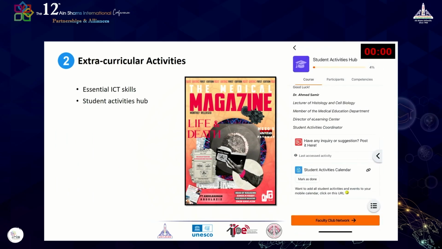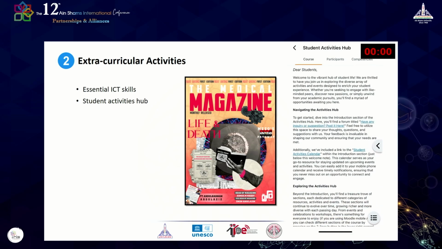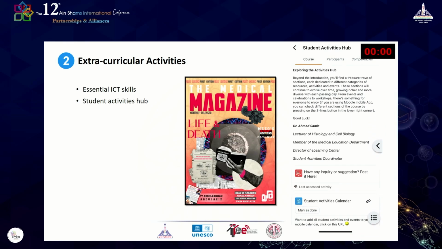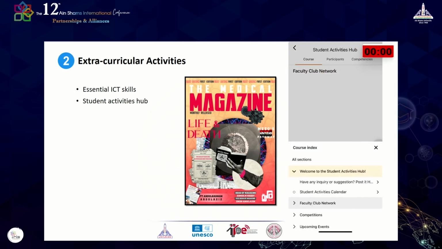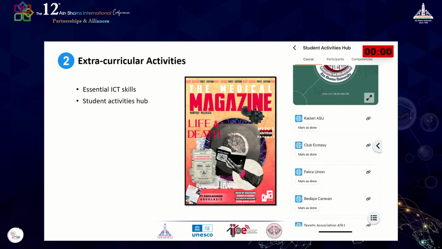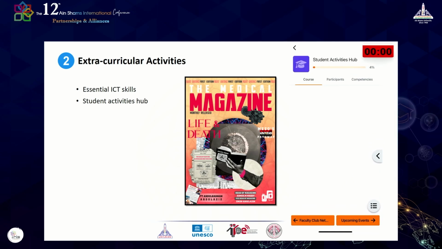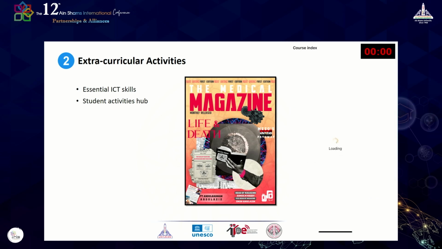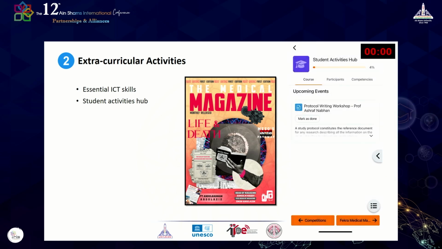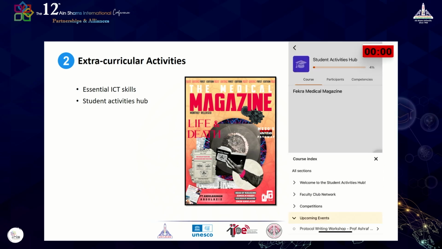Extracurricular activities. They are essential for our mental health as students, not just exams and studying. So we have the Student Activities Hub, which collects the clubs and all the extracurricular events in one folder so that we can access it easily. This picture is the first medical magazine for Fikra Club in my faculty.